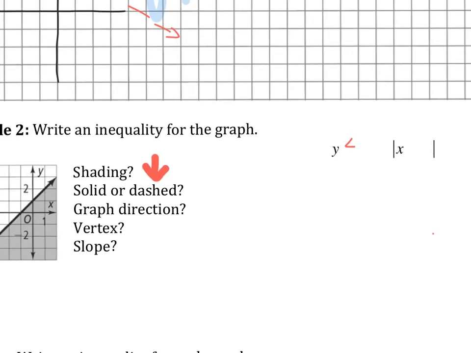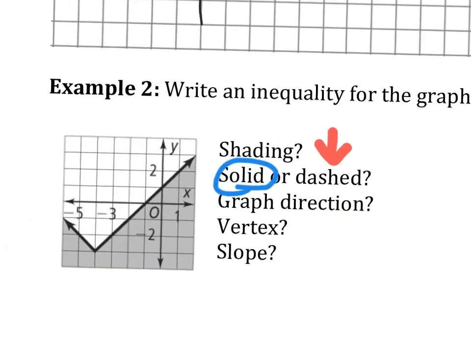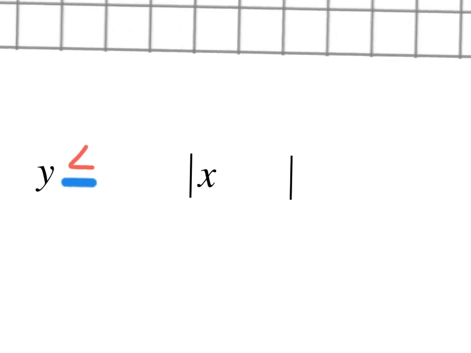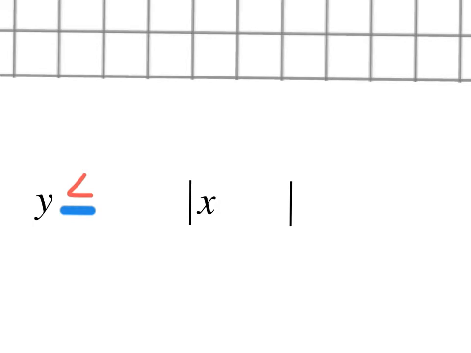Now dashed or solid. This one over here is a solid. Therefore, I put the equal to sign there. So far, I know what symbol to use. It's less than or equal to. Y is less than or equal to. Next, I think about which direction the graph is headed. Notice that it is opening upward, which now gives me, because it opens upward, I know that this here is positive. You don't have to actually write the positive. I'm just showing you that it's positive there.